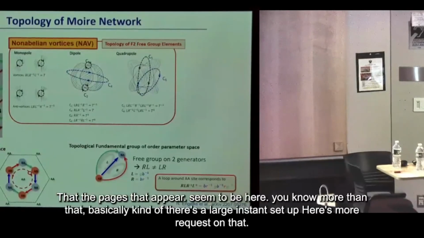So those are real peaks. Yeah, that's a real peak. And there's a decent match with the theoretical expectations.